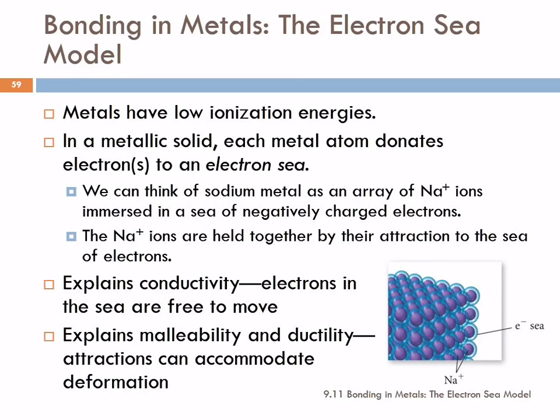Bonding in metals. We mentioned this idea of the Electron-Sea model earlier. Here's a more in-depth discussion of it. So in a metallic solid, each of the metal atoms donates one or more electrons to an Electron-Sea, or the pool of electrons, right? And so what we can think of it as is sodium metal is actually an arrangement of sodium ions. They all donated an electron to the pool. Sodium ions, and then they're surrounded by this negatively charged sea of electrons.